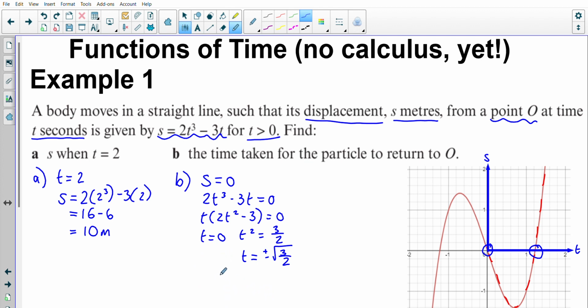So this is where we can use a restriction. t has to be greater than 0, therefore it can't be 0, but 0 would make sense because that's at the start. Not interested at the start, we're interested in when it returns back to its starting point after leaving. So it's going to be the positive version of root 3/2. And in decimals, that is 1.22 seconds, rounded to 3 significant figures. And that makes a bit of sense from the diagram. You can see it's just after 1 second there.